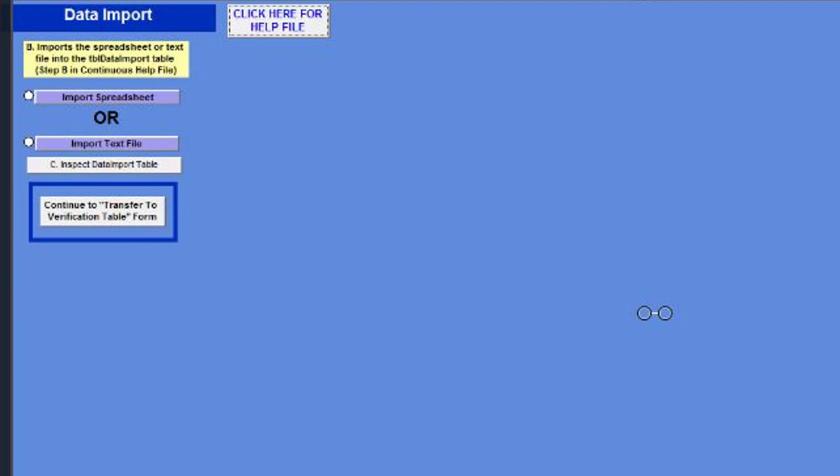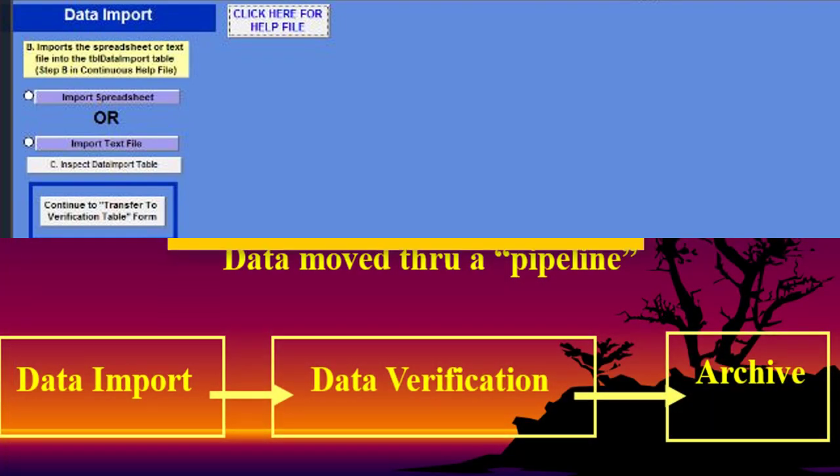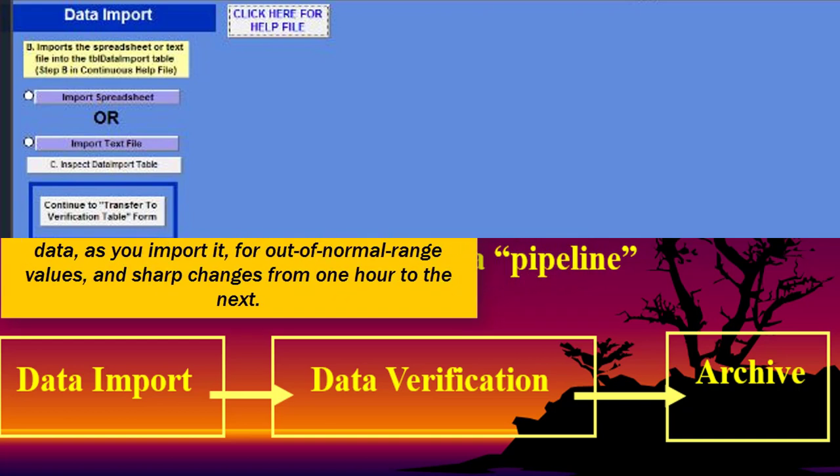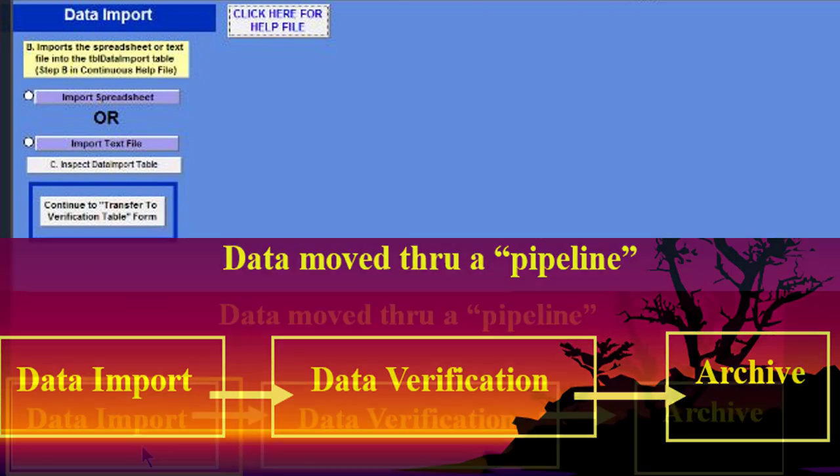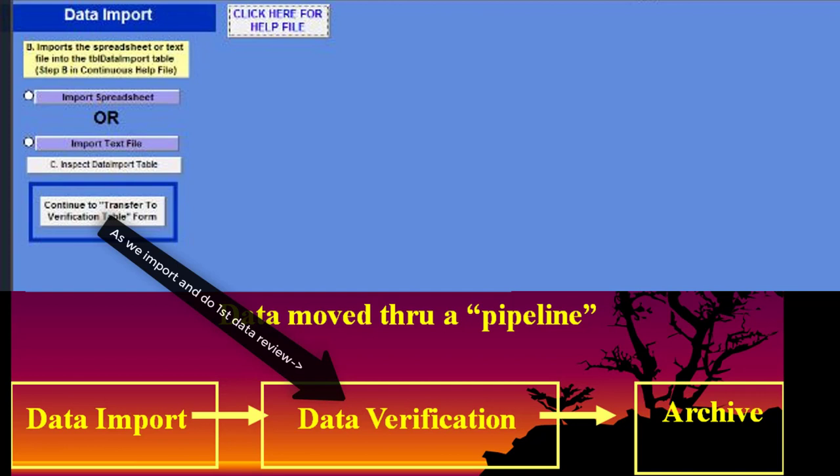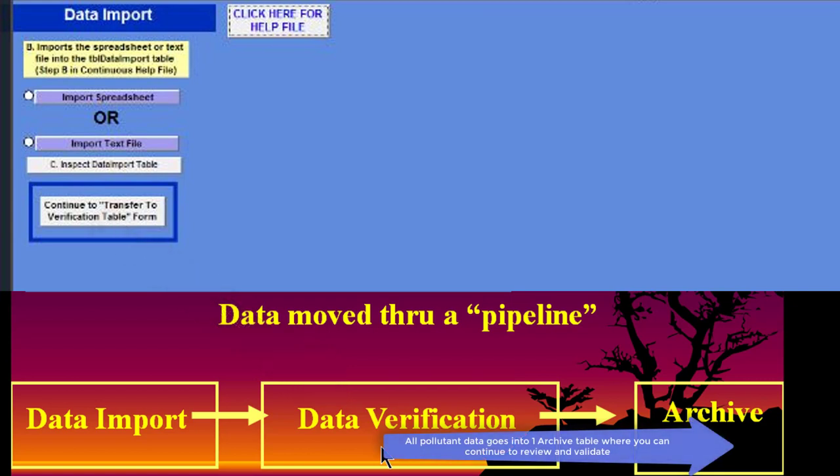So the way this form is set up is it's step by step. And what happens when you import data into the toolbox is you move your data through a pipeline. So the first table that you move your data into is the data import table. And then after that, it goes into a secondary table called the data verification table. And in the data verification table, you do some additional flagging of your data, and you add some information to your data. And then it finally moves into its permanent home, which is the archive table. So there's 3 forms that step you through this process, and this is the first form in the series.